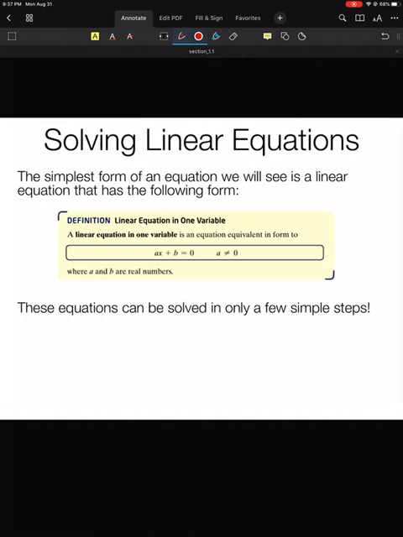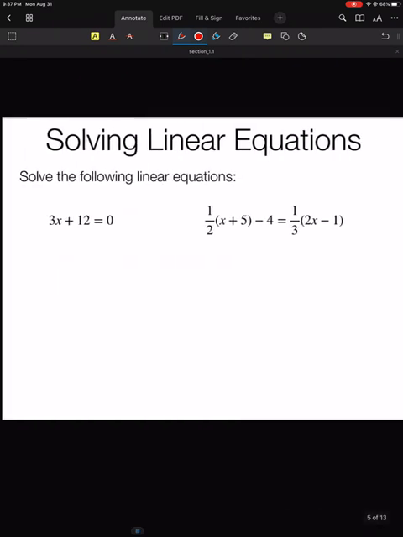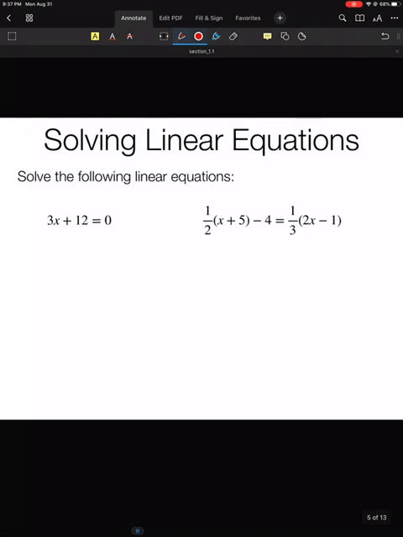So we'll start off with the easiest situation. The equations that are easiest to solve are what are called linear equations in one variable. We'll refer to them like that in this course. Okay? It's an equation of the form ax plus b equals 0, where a and b are real numbers. We can solve these types of equations in a few simple steps. So let's look at two examples, one very easy and one a little bit more challenging, of solving linear equations.